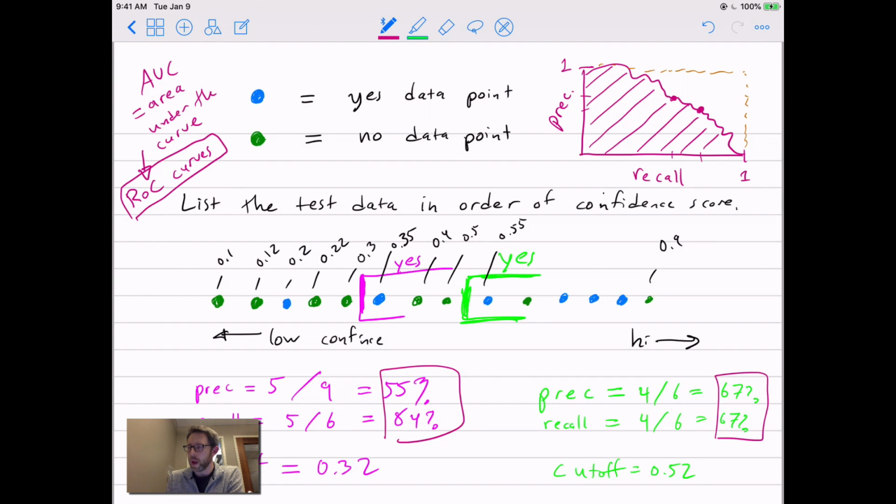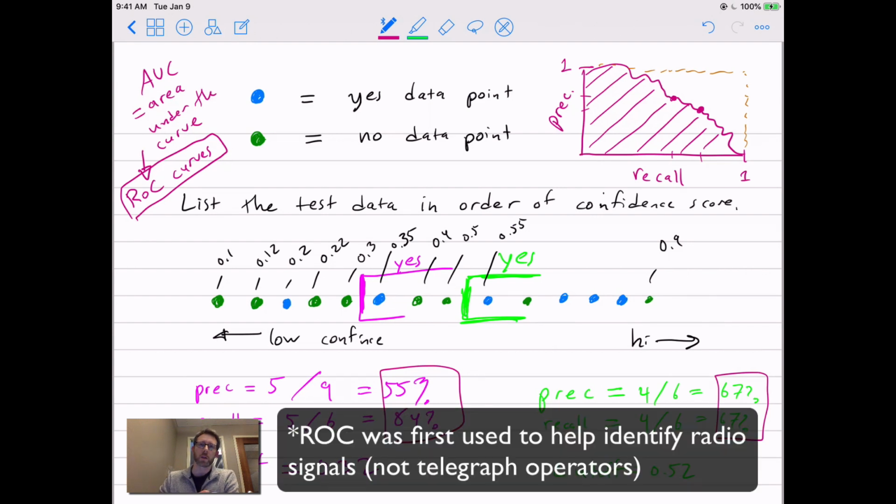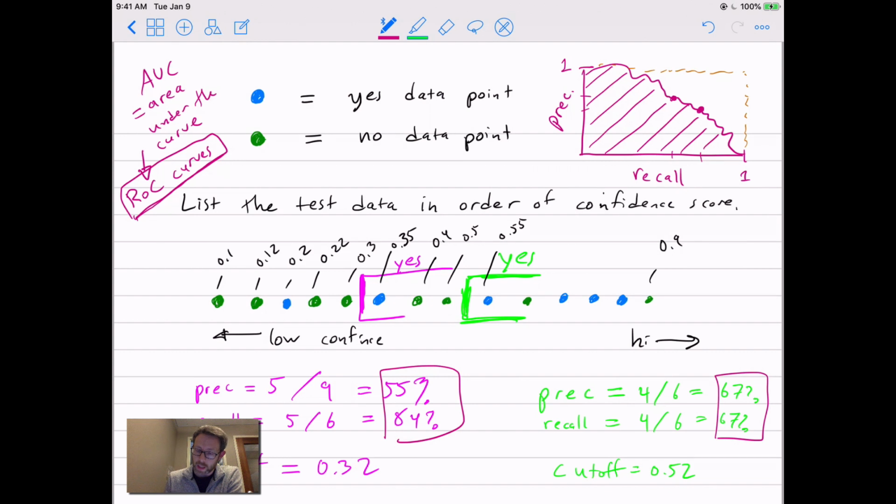I think that it had to do with trying to identify telegraph operators. The name ROC is such a weird term in machine learning. Receiver operating characteristic. That is not what I'm talking about. I'm talking about precision recall curve. And then when you do look at this area here, typically the area here is actually called the average precision.